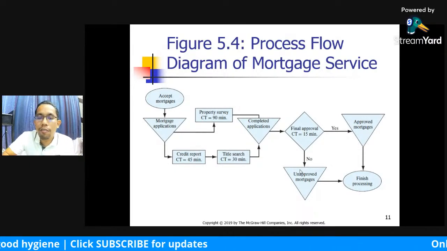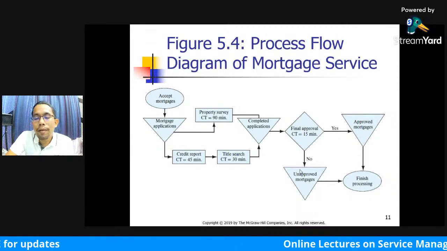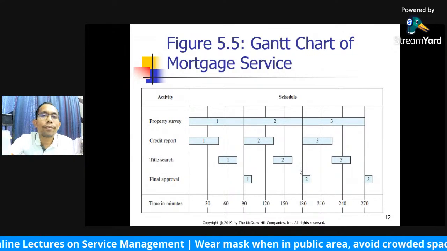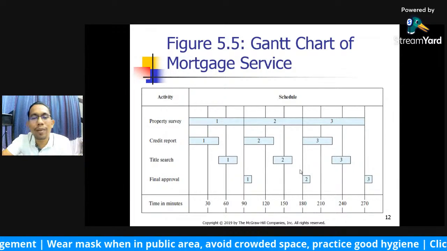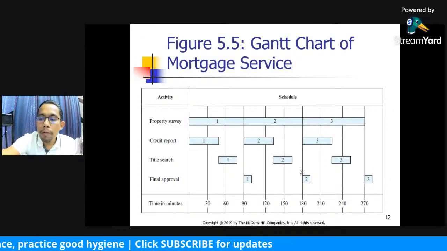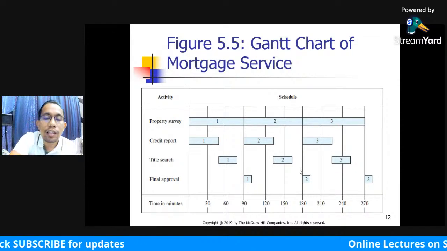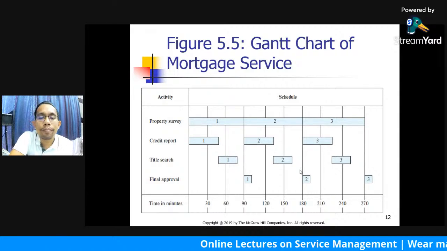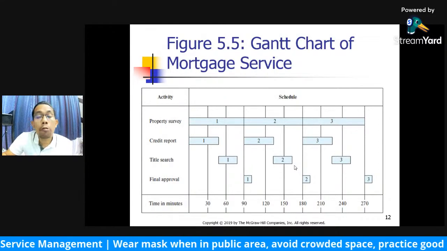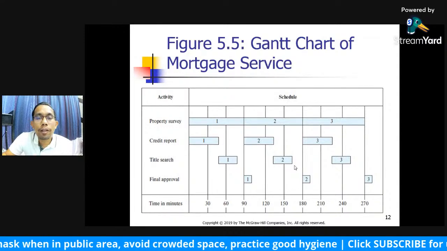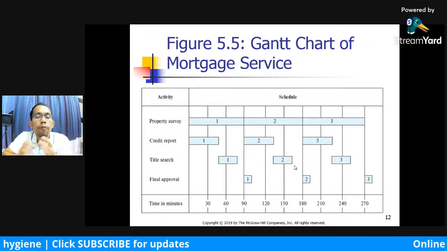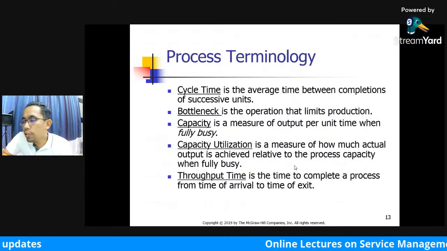So this is what we call a process flow diagram. The first one is the swim lane diagram. This is process flow. Another thing that might also be familiar to you is the Gantt chart. We have always talked about Gantt in our study. From the previous process, the mortgage service, this is Gantt. Gantt always talks about time consumed, as experienced by the customer, and also gives constraints for the provider to perform the process.